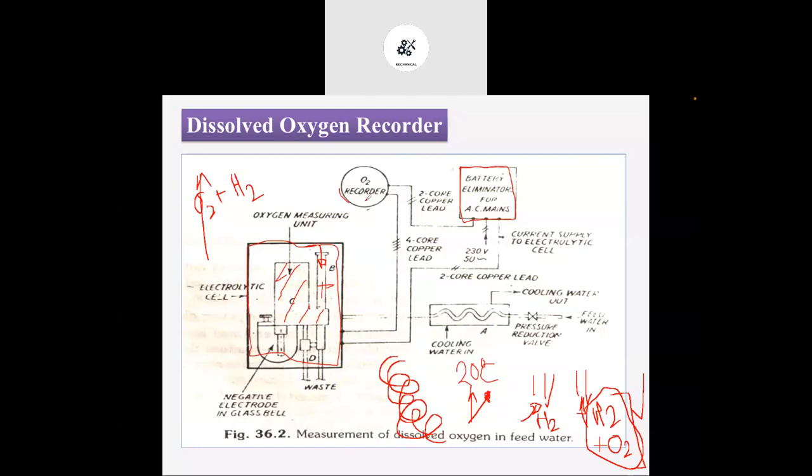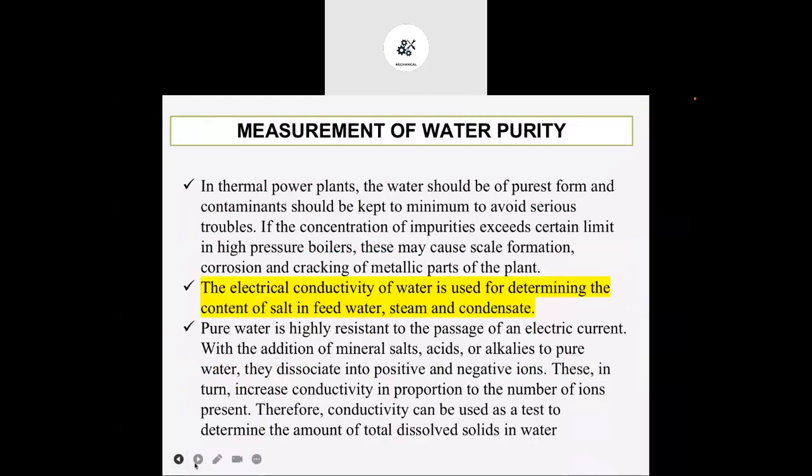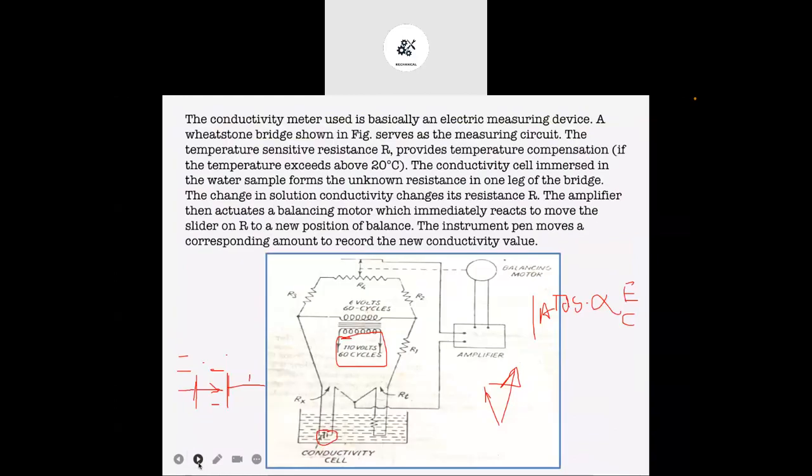So the main important thing you have to study is why it is necessary to find out the amount of dissolved oxygen, and how this instrument works. These readings will be continuously recorded in the O2 recorder, and at any time you can take those records of the measurements, and you can decide whether we have to carry out the deaeration process on the feed water or not. So it is based upon the amount of dissolved oxygen.